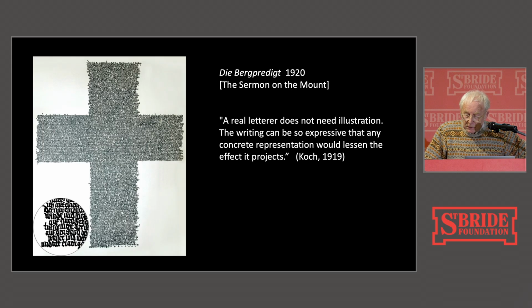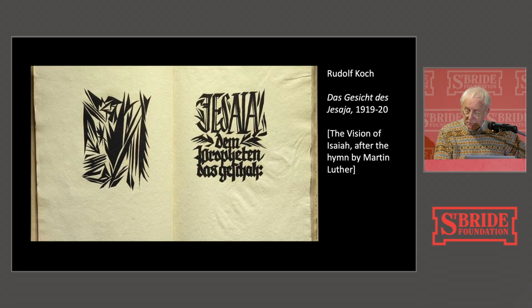As he says at one stage, a real letterer does not need illustration. The writing can be so expressive that any concrete representation would lessen the effect it projects. Now, one of the sources for this new expressive phase was his turn to block books, the pre-Gutenberg type of printing in which text and illustration are cut into the plank, not the end grain of the wood, but text and imagery are cut together.